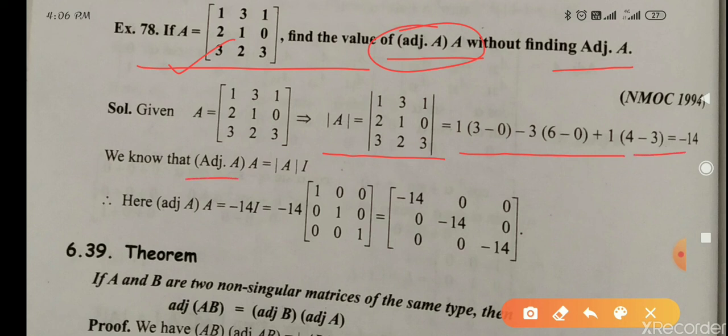So adjoint A into A equals determinant A into I, so adjoint A into A equals minus 14 I. I is of order 3: 1, 0, 0, 0, 1, 0, 0, 0, 1. So you multiply by minus 14. This is the value of adjoint A into A without finding adjoint A. This property is very useful if the question says, without finding adjoint A you find this.